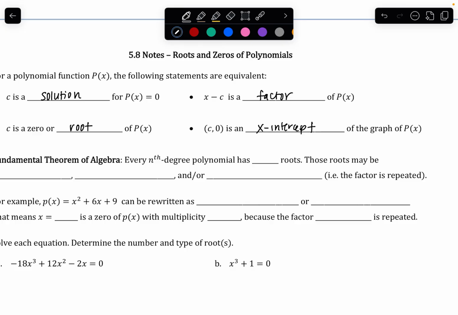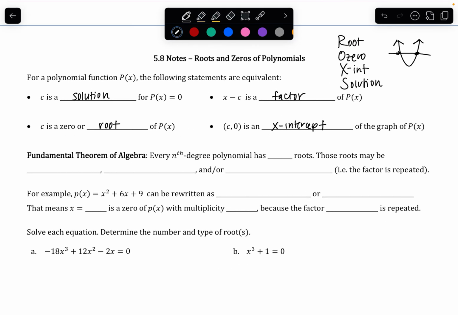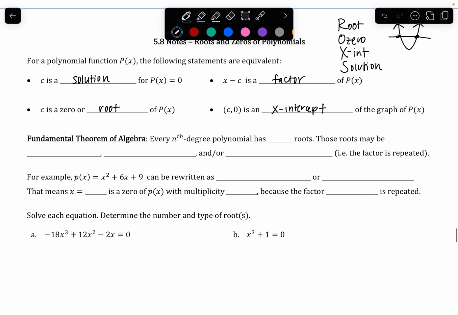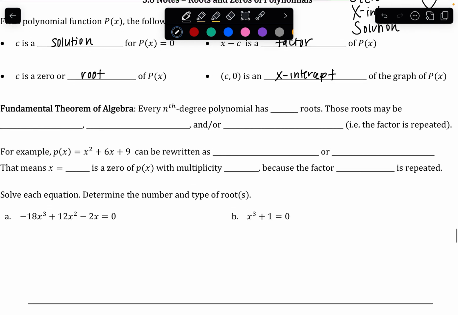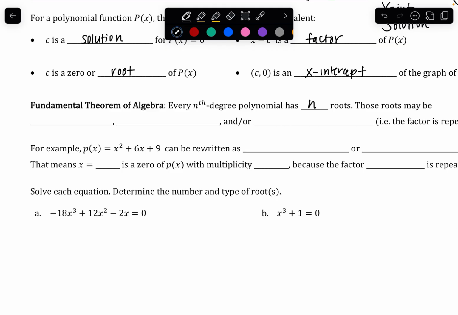Okay, and so something is a solution if it is a root, a 0, an x-intercept, or a solution. So these are all ways to talk about the x-intercepts. And so when we're talking about higher degree polynomials, every nth degree has n roots, okay? So like a quadratic is degree 2, it's going to have 2 roots. A degree 3 polynomial will have 3 roots.